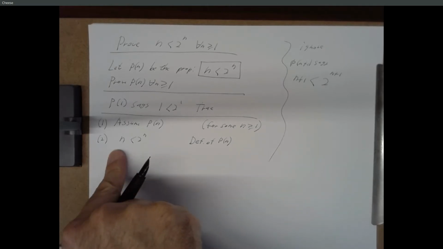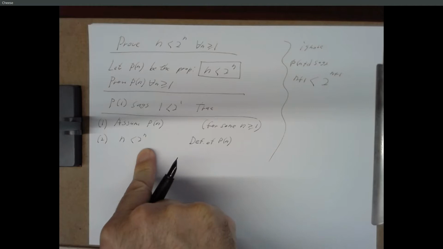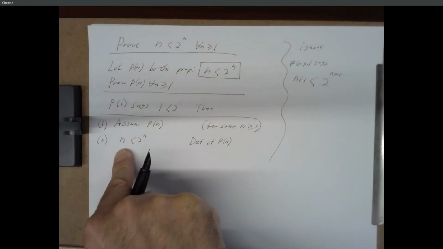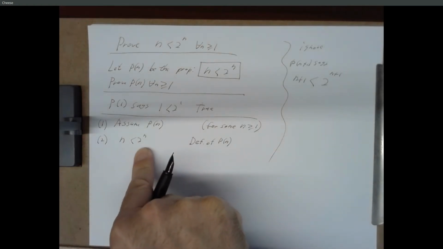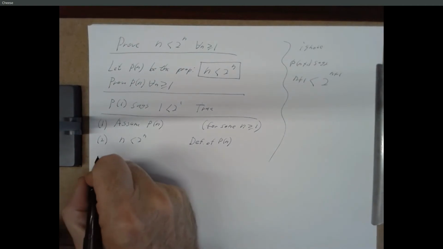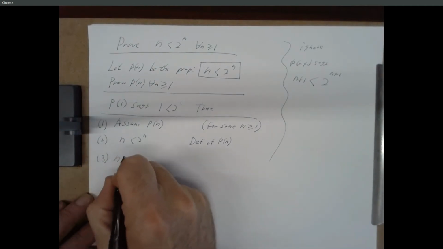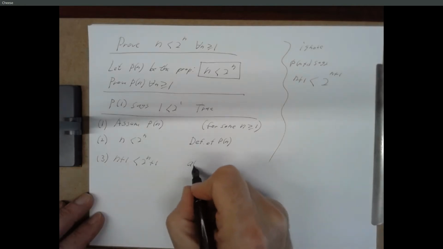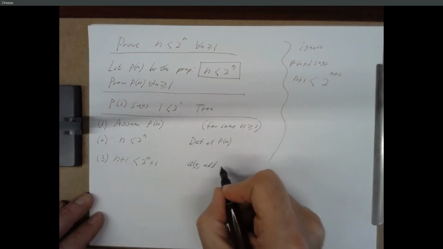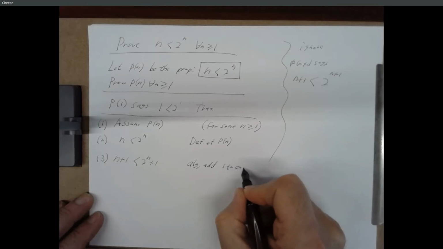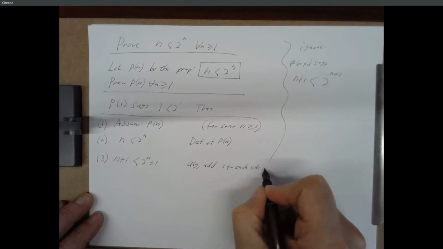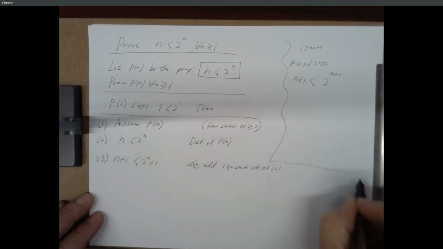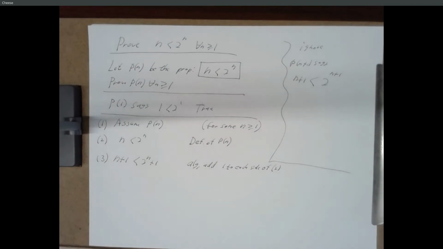Well, I know something about n versus 2 to the n. I can turn this into something about n plus 1 versus 2 to the n pretty easily by just adding 1 to each side. So I just added 1 to each side of statement 2. Now I know n plus 1 is less than 2 to the n plus 1.